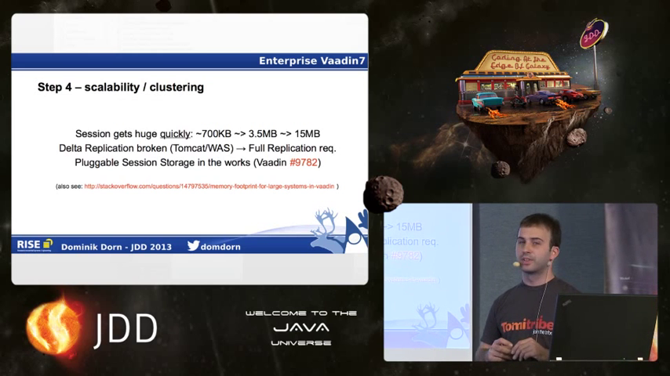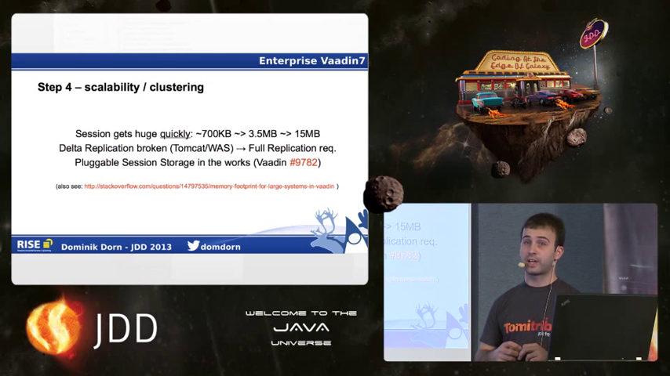And I highly recommend to use this. So the session gets huge quite quickly. If you start with a new Vaadin application, you are around 500 to 700 kilobytes. In our application, we got quite quickly to 3.5 megabytes per user session. And on Stack Overflow, there was a guy that already had 15 megabytes in his HTTP session. So if you are in the need of clustering, this gets to be a real performance problem, because all these megabytes have to be shifted around on every request, and that's not good for your scalability.